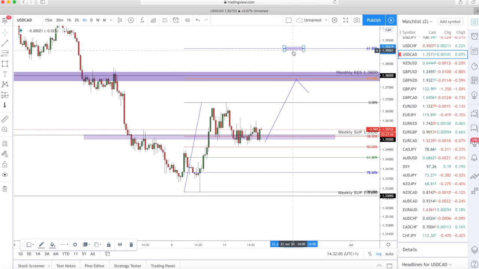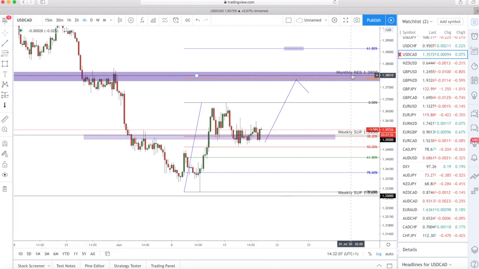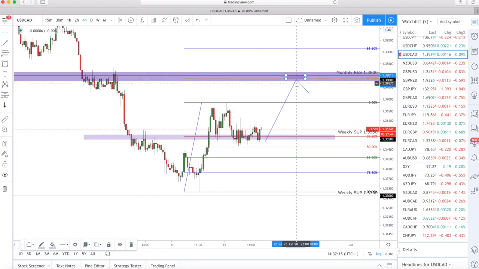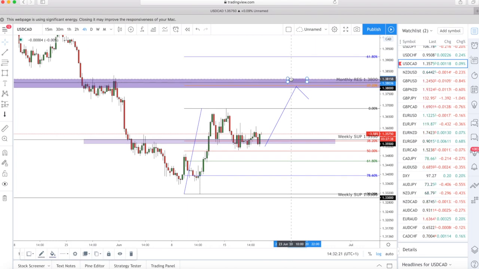And bearing in mind, as you can see here, the monthly resistance lines up with this minus 27.2. So in this case scenario, the majority of my profit will be taken here, more like 75%. But what I try and aim for, as I said, every scenario is different: 50% at the minus 27.2, and the rest of the trade at the minus 61.8.